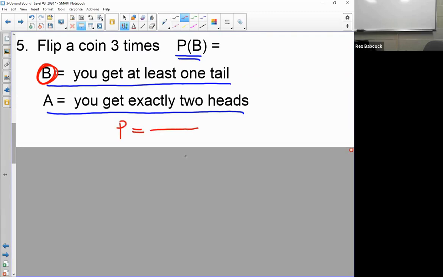Probability equals the total, or we call that sample space in statistics, over what's in your favor. Favorable outcomes.